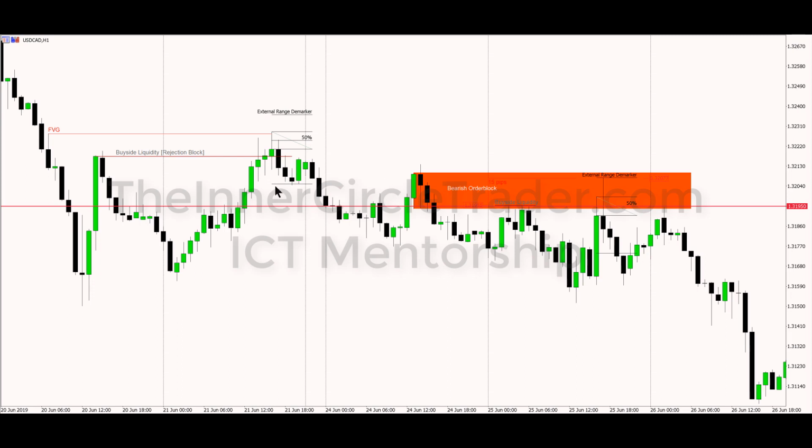But let's take a jump back before into the previous week. Here's June 20th. Okay, we have a fair value gap residing here. Rejection block, last up close. Okay, and then we have a buy side liquidity pool in the form of a rejection block. Price trades up, creates a wick in here. Trades up into the fair value gap. This activates the fair value gap.